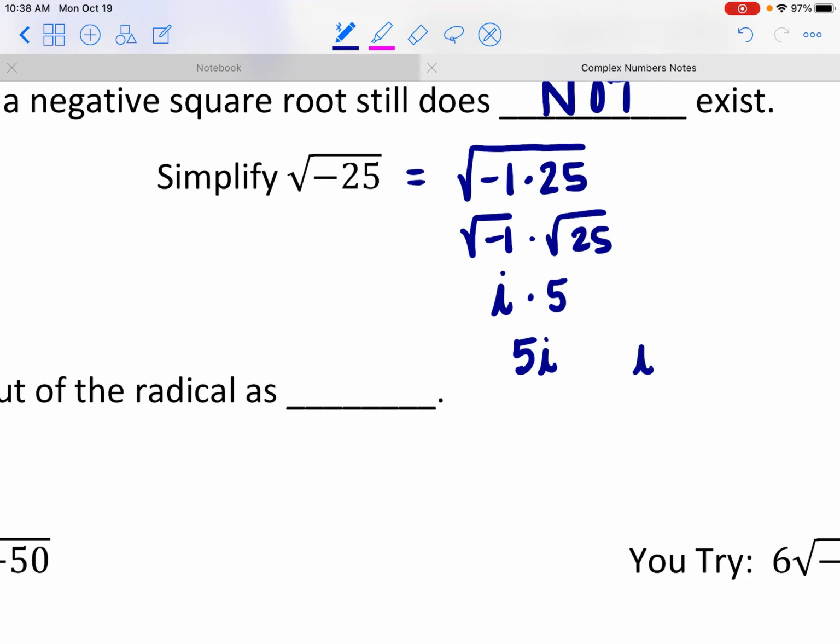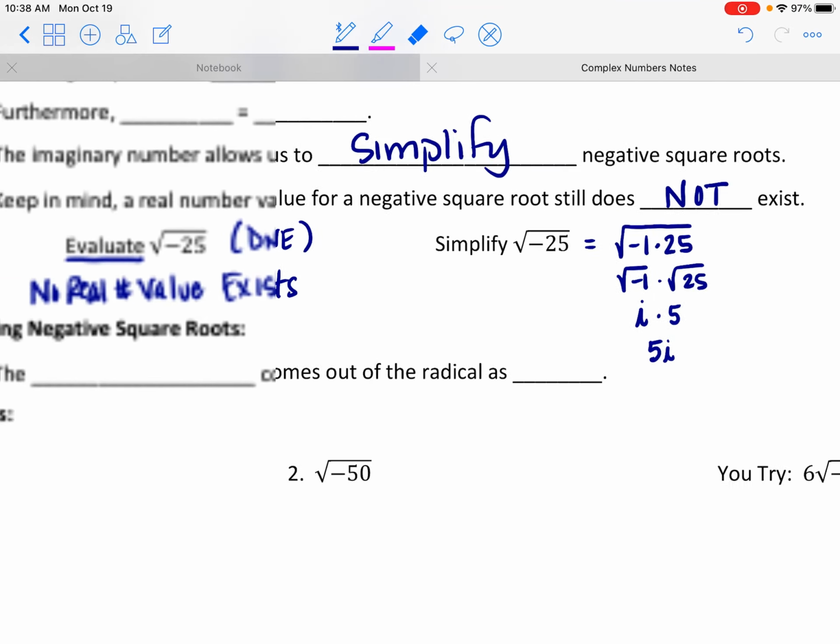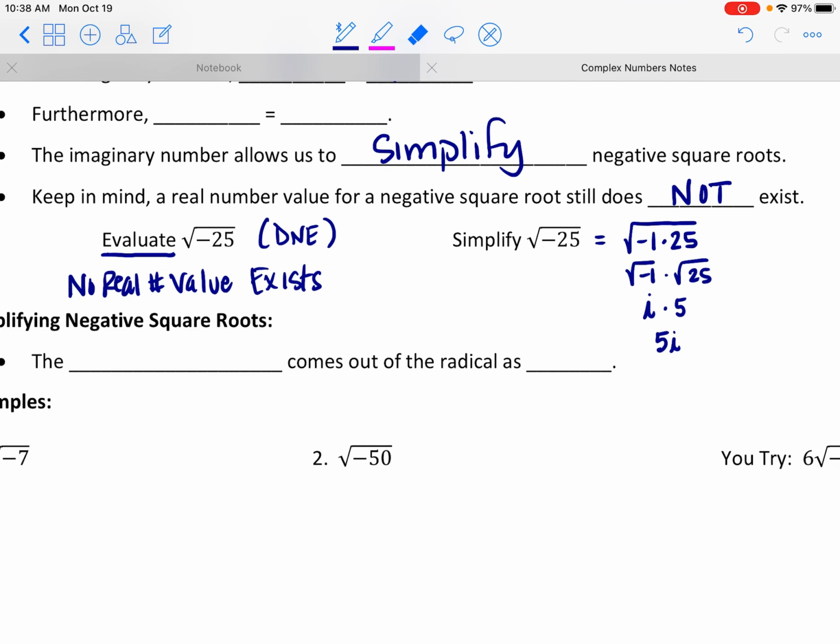Now if you wanted to make it i5, that's not wrong. It's just a little weird to put a letter in front of a number, so it's a little more acceptable to have it 5i instead of i5. Okay? So that would be the simplified form for that radical. That direction to simplify is different from evaluate. There's still no real number value for a negative square root, but the negative 1 under the square root being defined as i allows us to simplify.